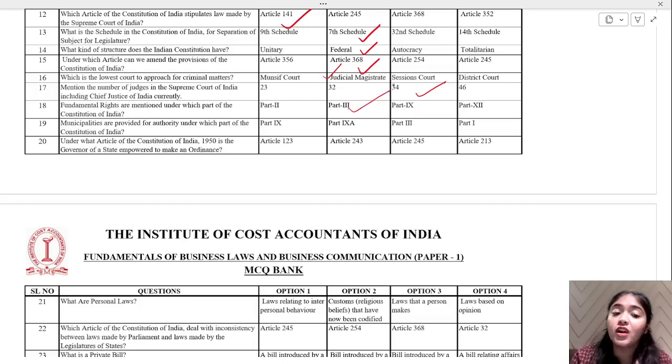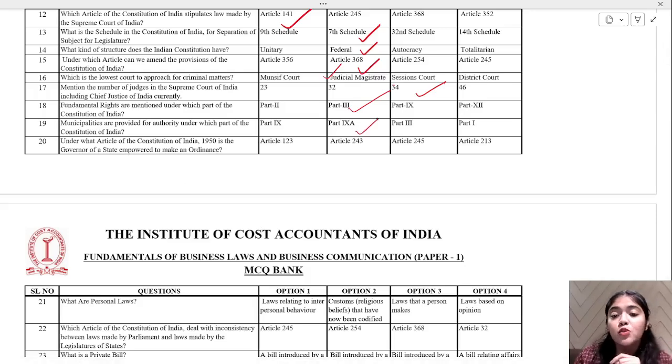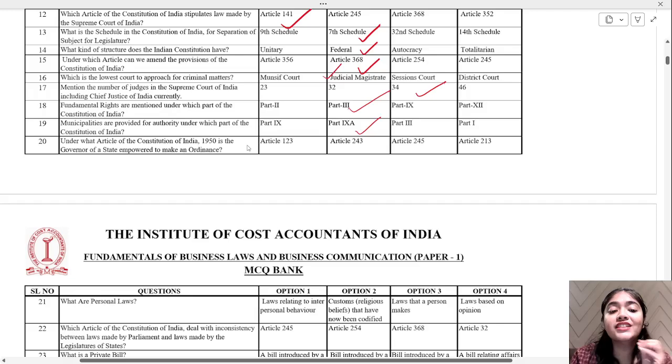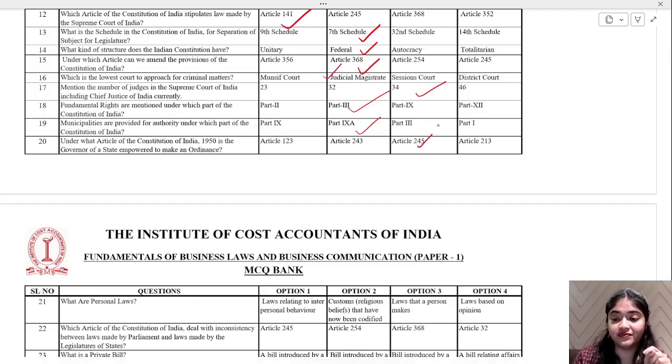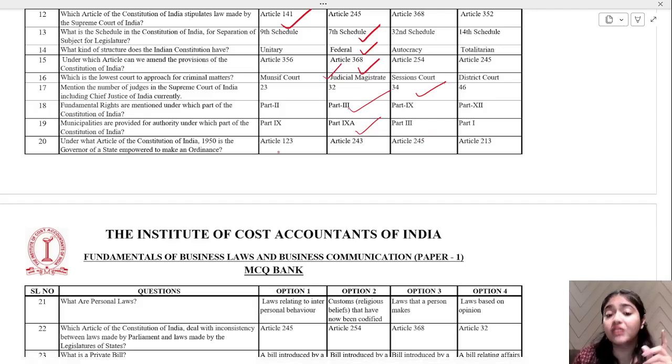Municipalities are provided for authority under which part of the Constitution of India? Part number 9, part number 9A, part number 3 or part number 1? Yes, that's right. Option number 2, part number 9. Under what article of the Constitution of India 1950 is the governor of a state empowered to make an ordinance? Again, they have repeated this question over here. Sorry, the governor of a state empowered to make an ordinance, that is article 123. That was the president, sorry.